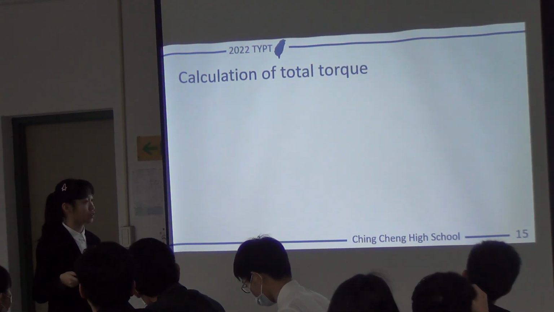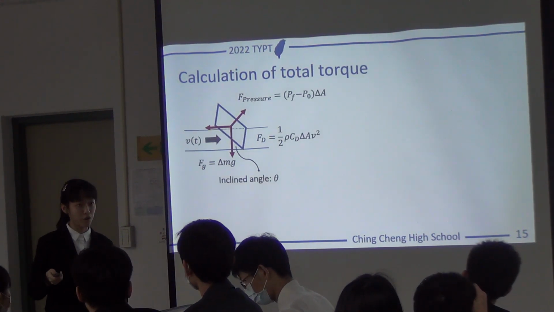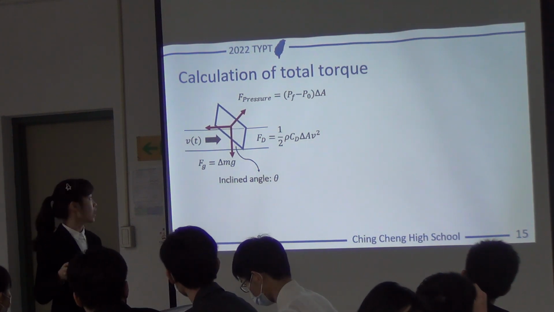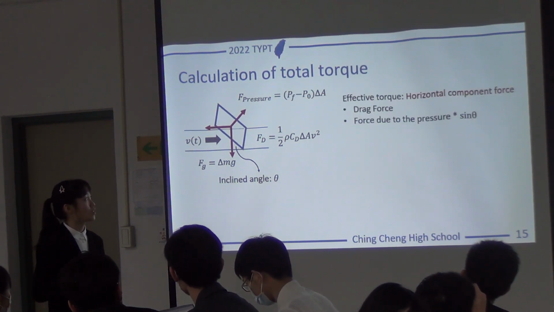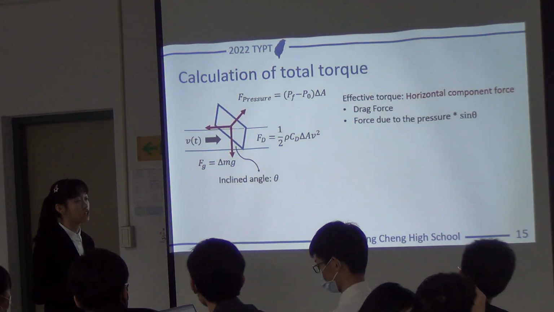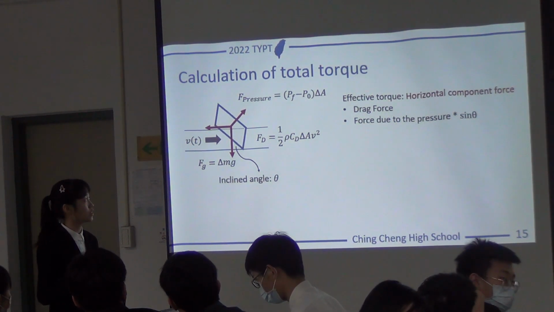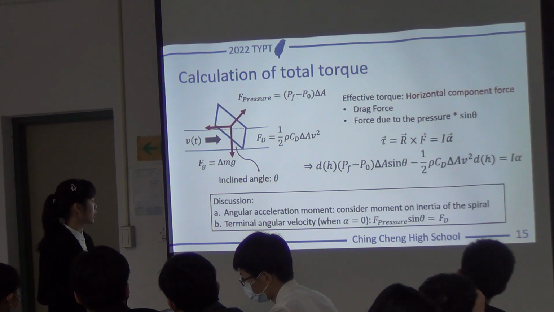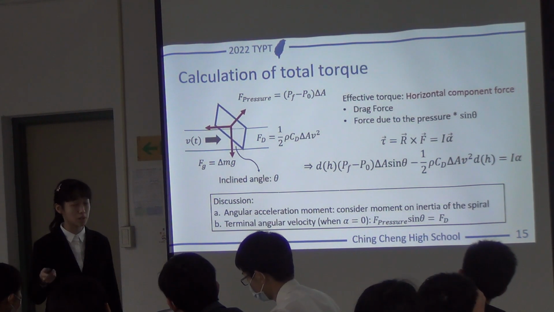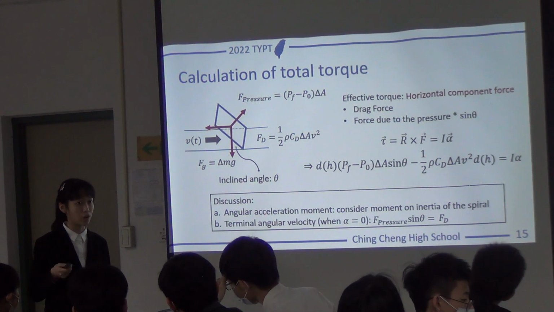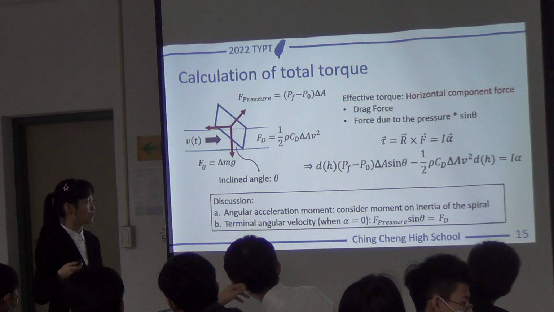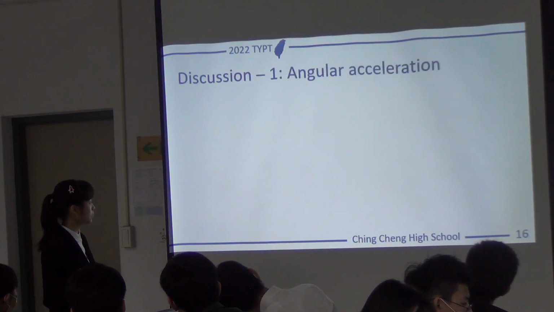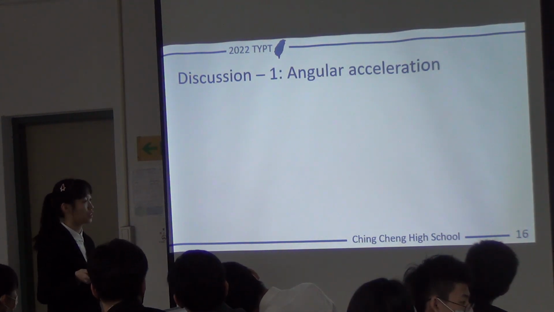This is how we calculate the total torque. As we mentioned before, there will be 3 forces acting apparently on the spiral, but we know that only the horizontal component force will affect the motion, so we should only consider the drag force and the force due to the pressure times some theta. This is the equation of the torque. We're going to discuss that the angular acceleration moment will consider moment of inertia of the spiral. Also, we know that there will be no angular acceleration in the end, which means that the force given by the pressure difference times some theta will equal the drag force in the end. And this is the first discussion, angular acceleration.